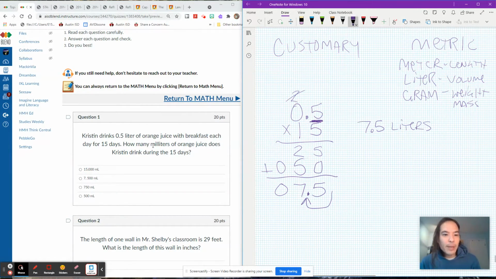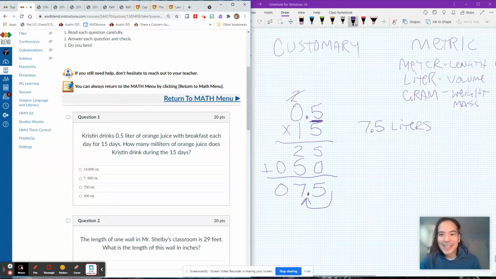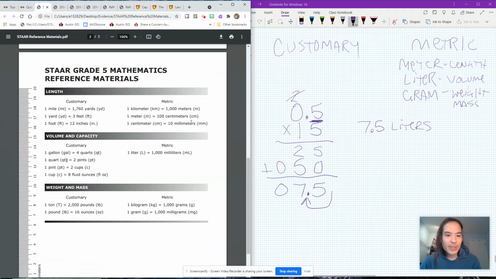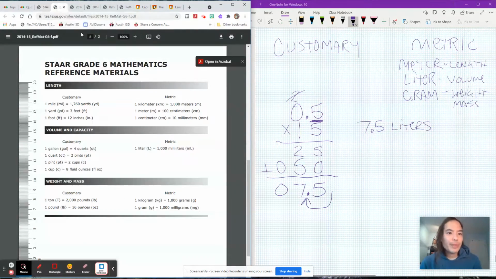Now it's saying how many milliliters. Milliliters is what they mean, milliliters of orange juice. All right, so what we're going to do is look at our star cheat sheet. 1 liter equals 1,000 milliliters. So that means that 7 liters equals 7,000 milliliters, and a 5/10 liter equals 500. But I'll show you what I mean by that.